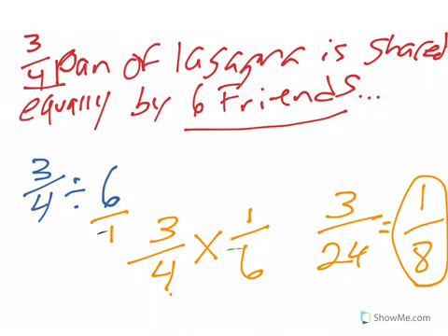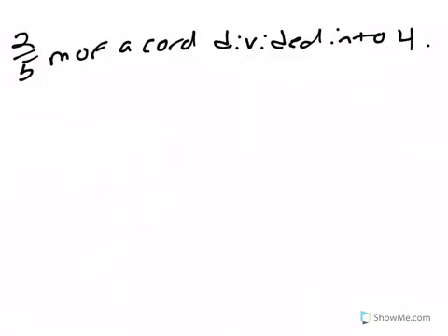Okay. Let's move on. We're going to look at one more example together, and then we'll talk even more in class. So we're going to do one more example. We'll do this one just a little bit differently. Okay, last example. If we have 2/5 of a meter of a cord, and we're going to divide that into 4 different pieces. Well, here's what this might look like.